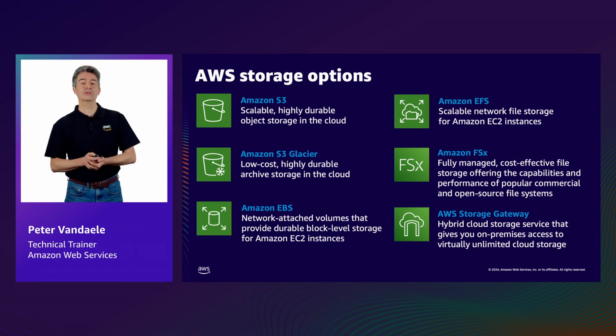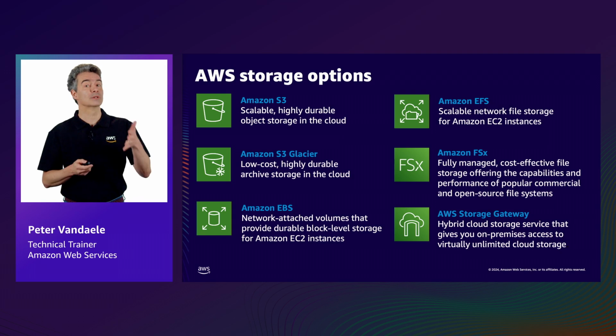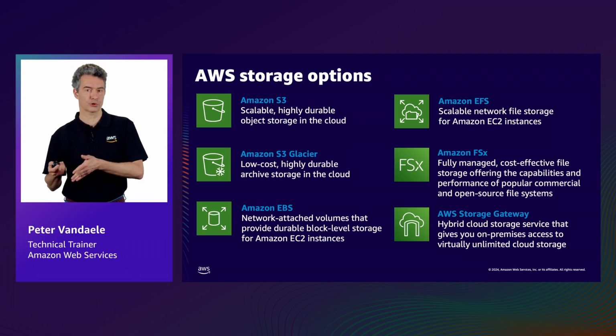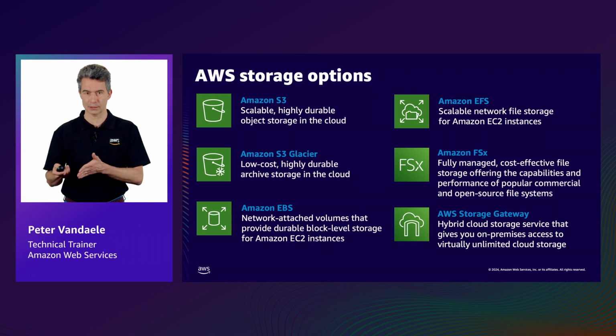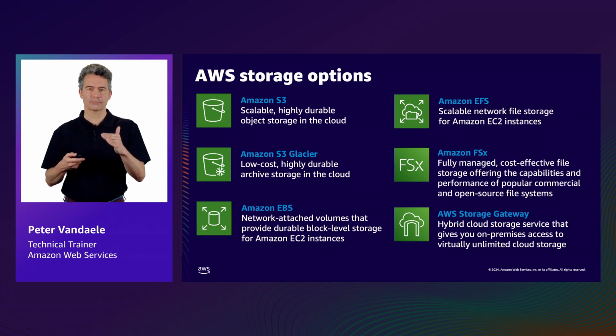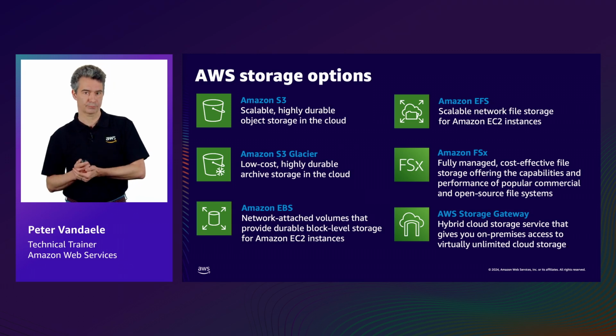Then we have Amazon EBS. EBS volumes are block storages connected to EC2 instances over the network. Amazon EFS is a scalable network file storage service for multiple EC2 instances. We also have Amazon FSx. Amazon FSx makes it easy and cost-effective to launch, run, and scale a feature-rich, high-performing file system in the cloud.